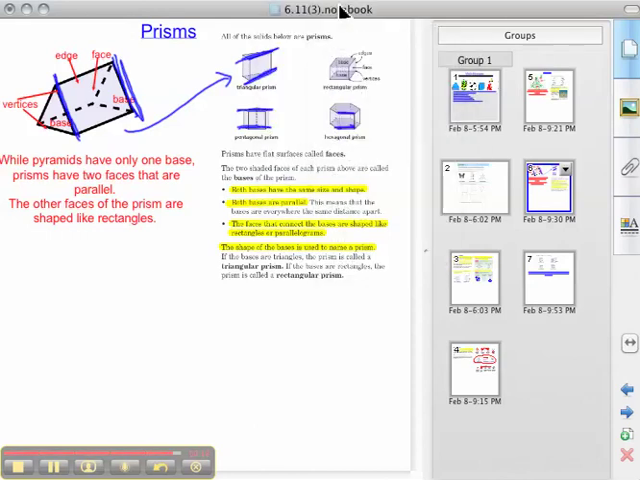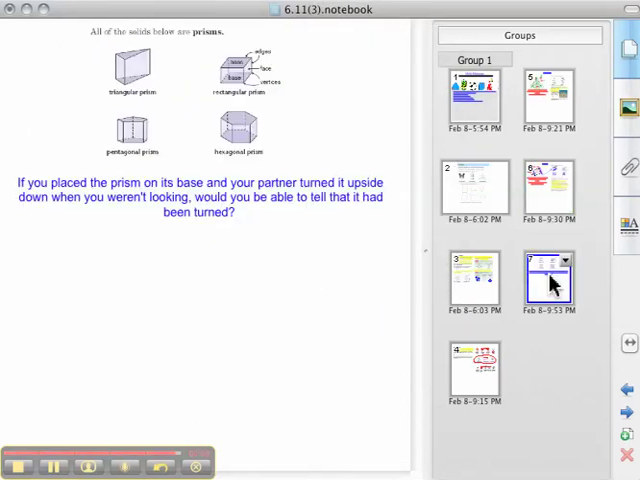Let's continue. So we continue on with this lesson, and the last thing I want you to remember is that all solids below are prisms.